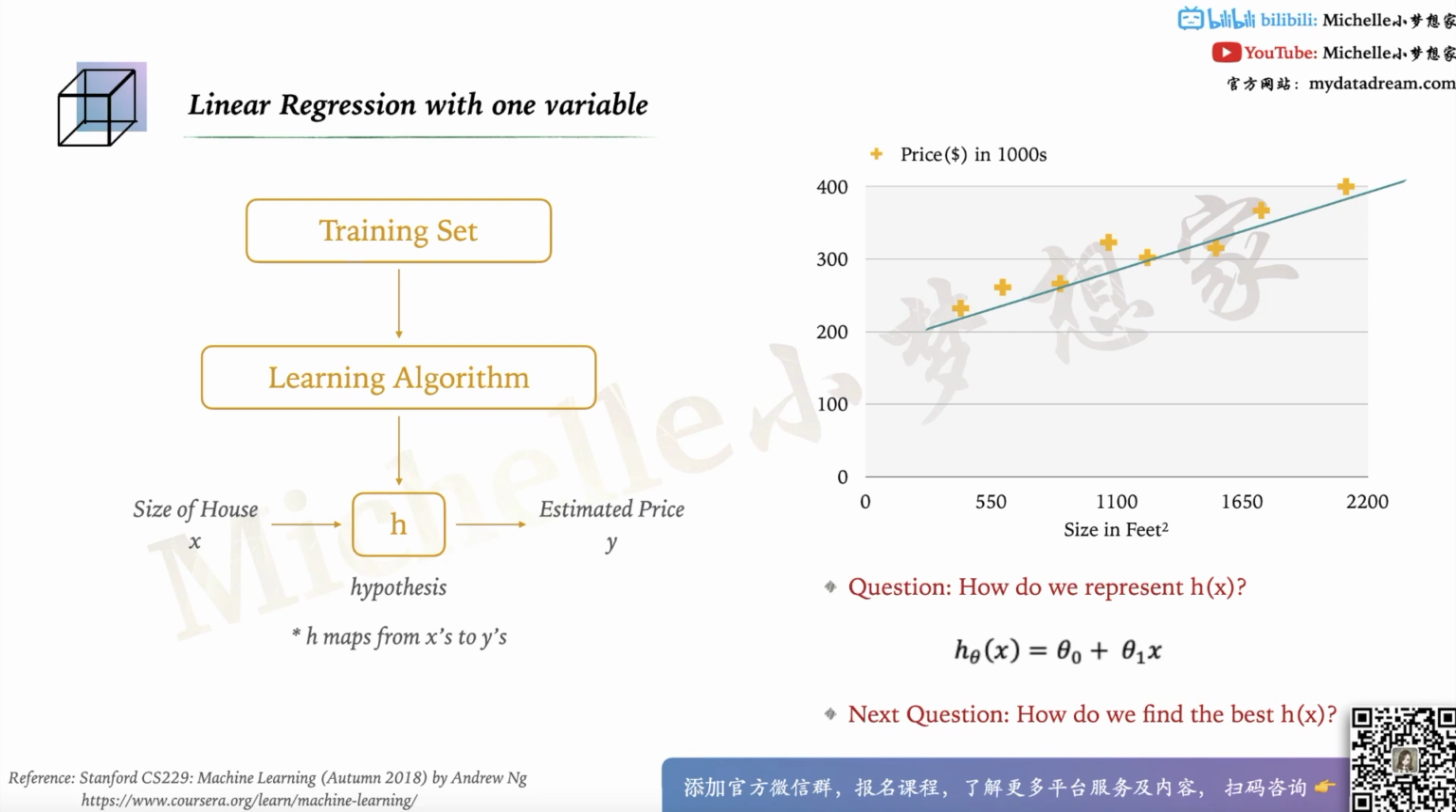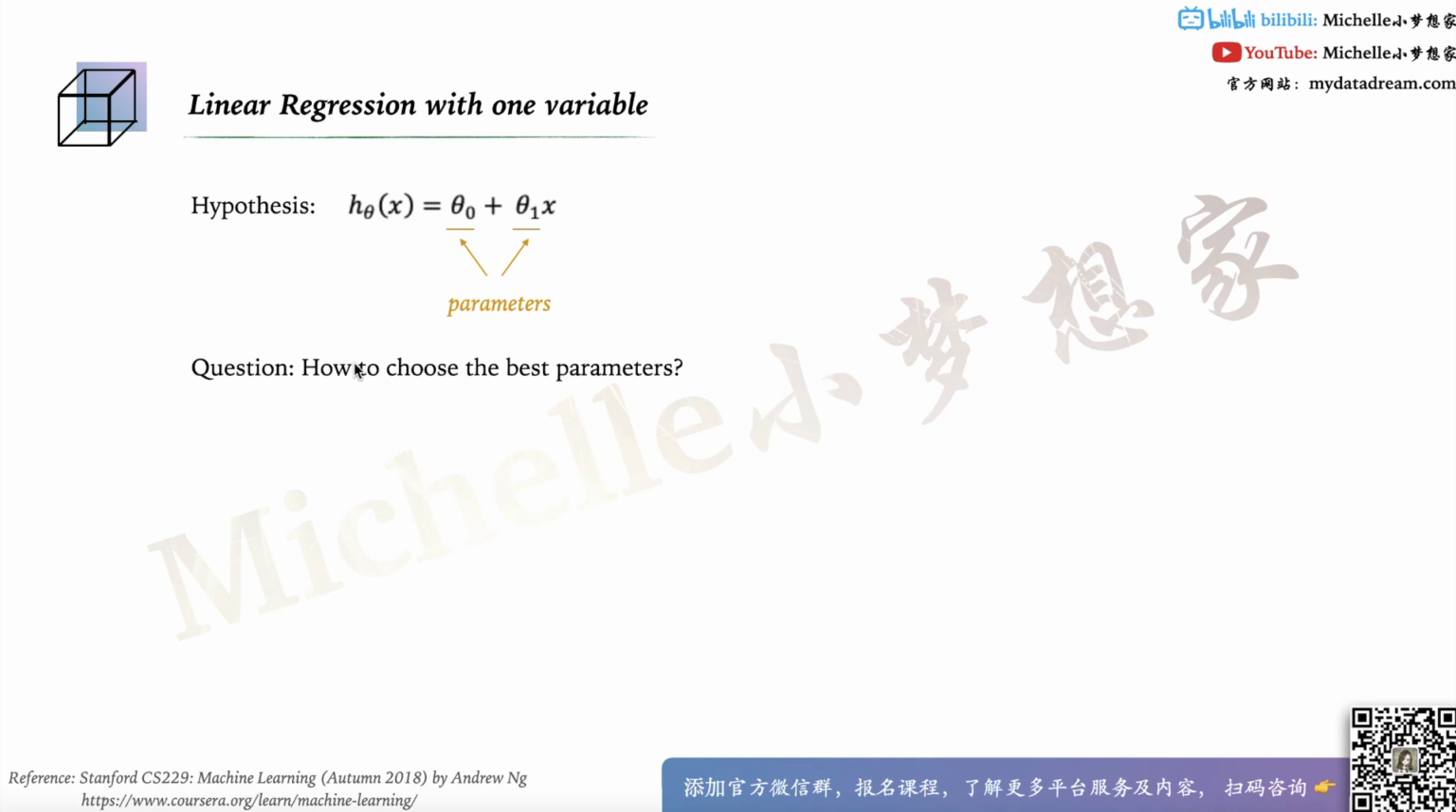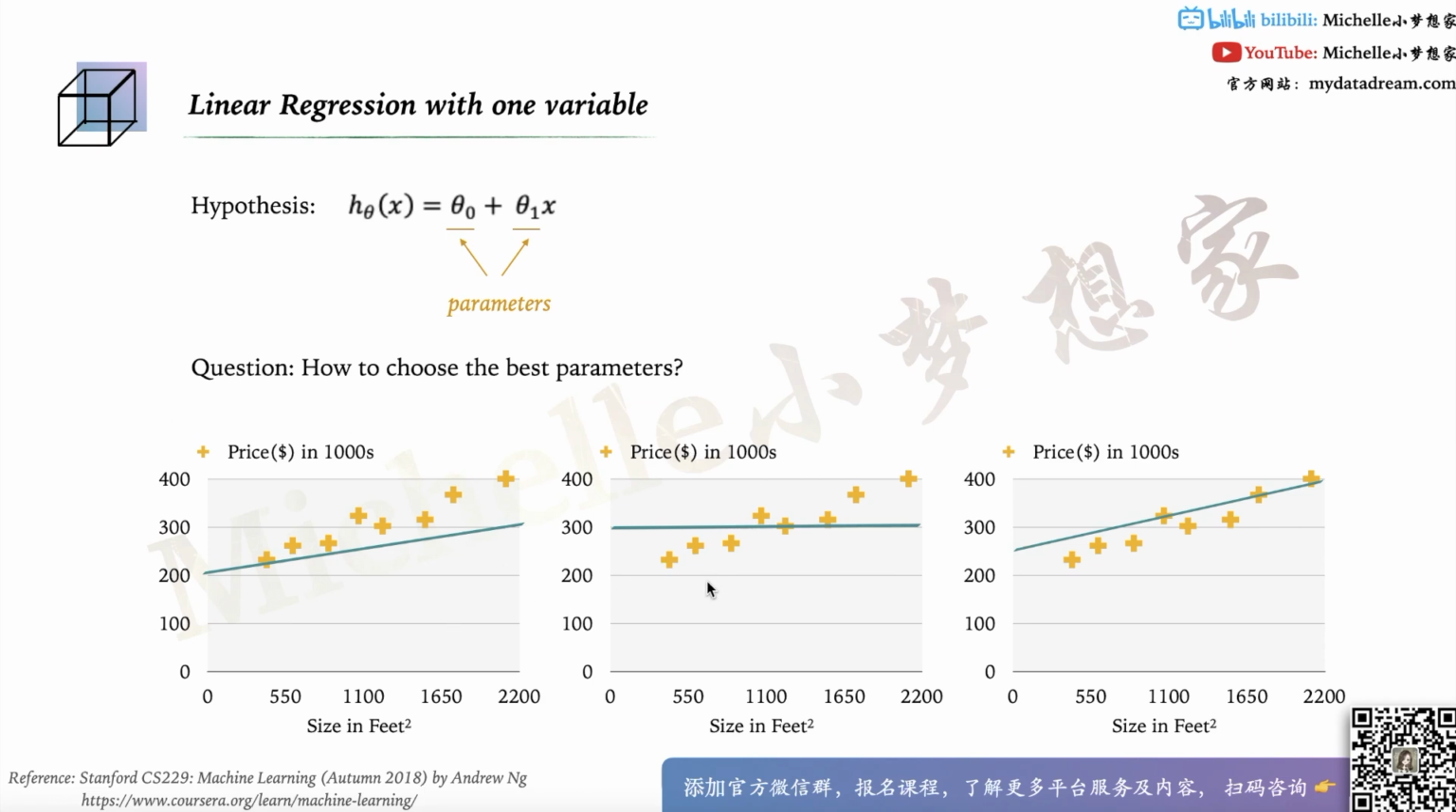Then the next question would be, how do we find the best hypothesis? The key is to adjust the parameters theta 0 and theta 1 to minimize the errors between the predicted and the actual values. Think of the hypothesis as a straight line, and the values of theta 0 and theta 1 determine the position and the slope of the line. Adjusting these values helps the line better fit the data points. This part of the process feels a bit like sculpting. You keep refining the shape until it looks just right.